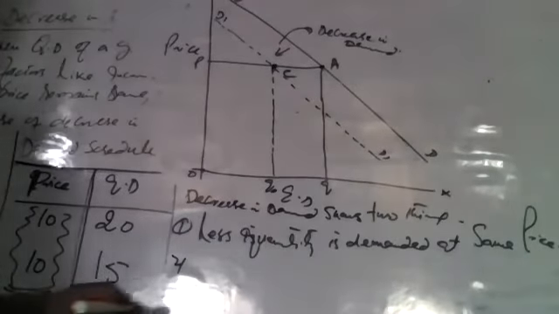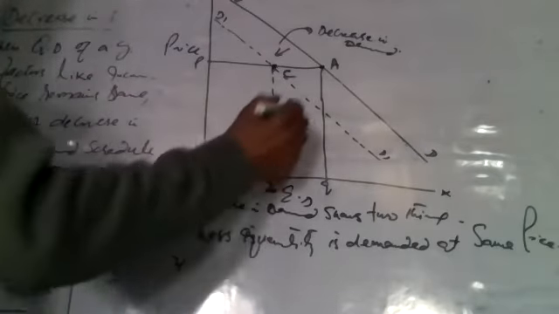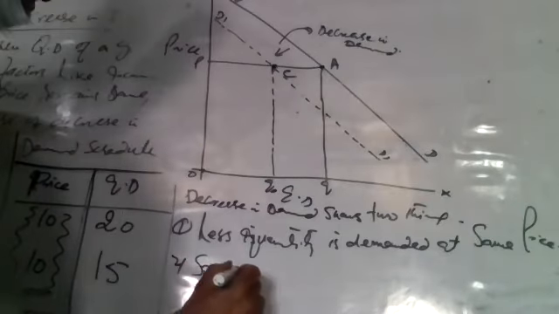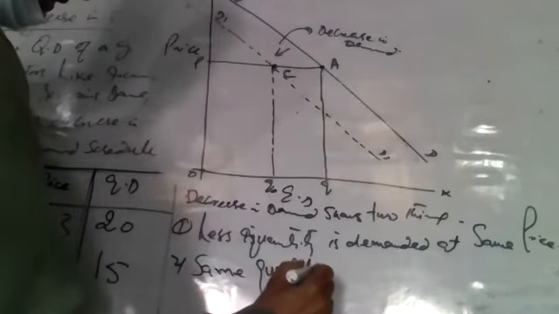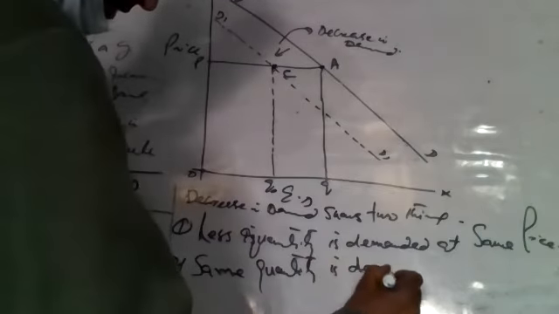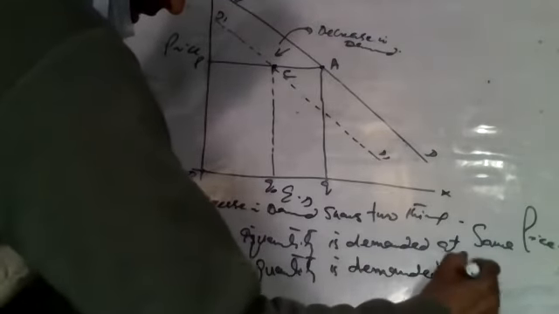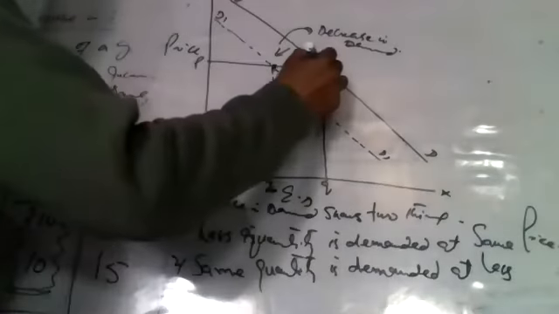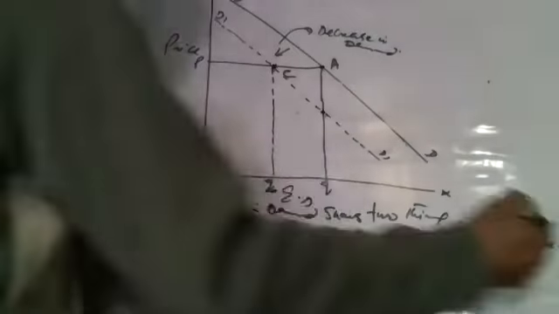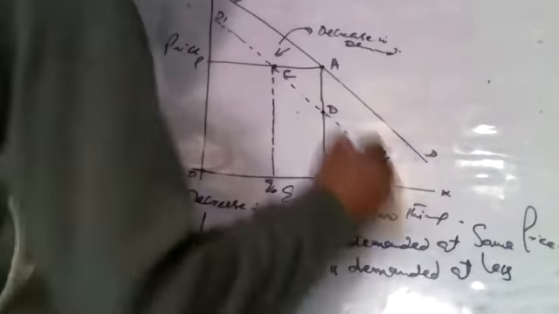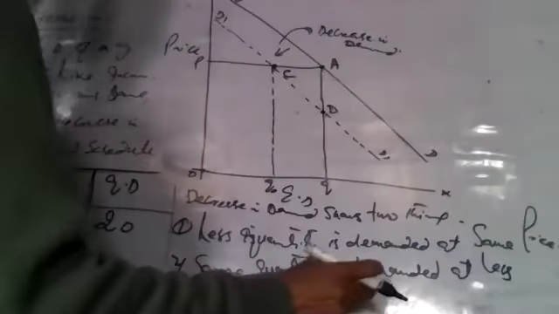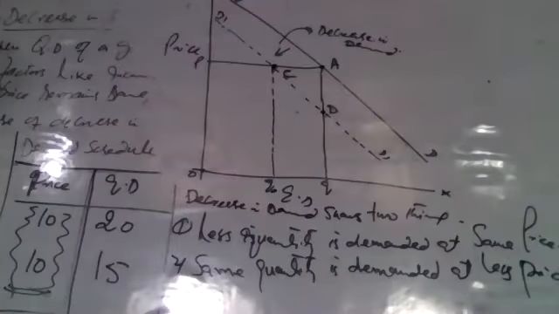Number second is same quantity is demanded at less price. So from point A to C, and here we have point, for example, A to D. Shift from point A to D shows same quantity is demanded at less price, from the diagram. So this is all about the decrease in demand.